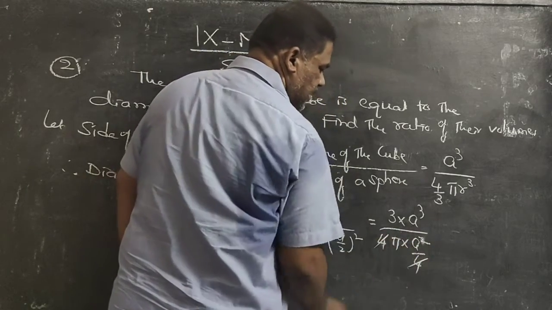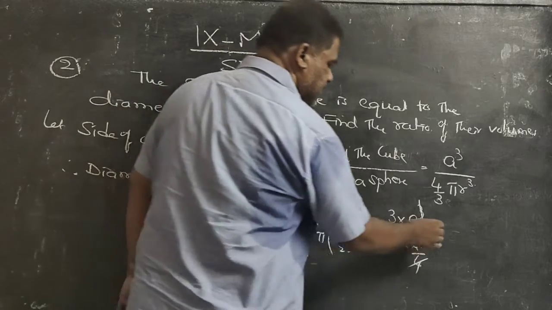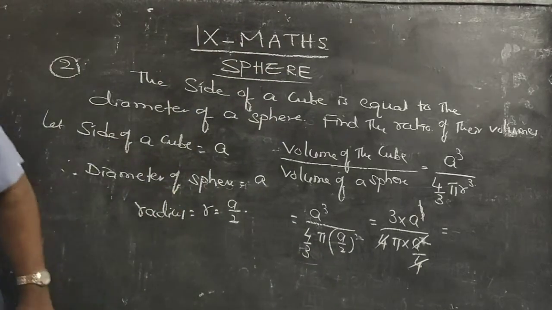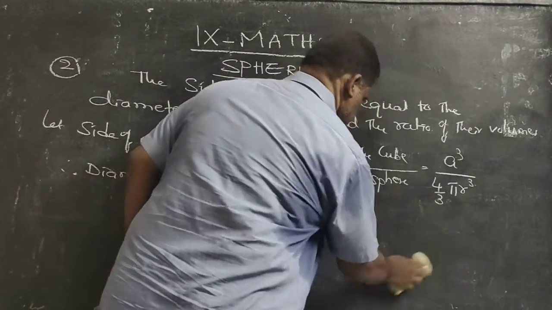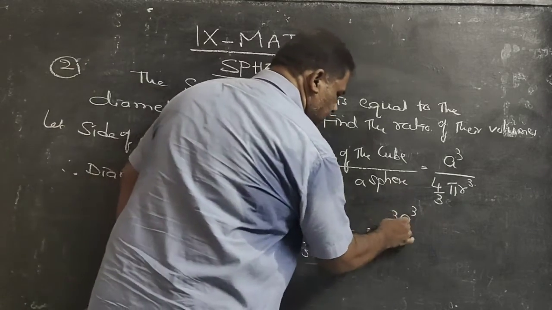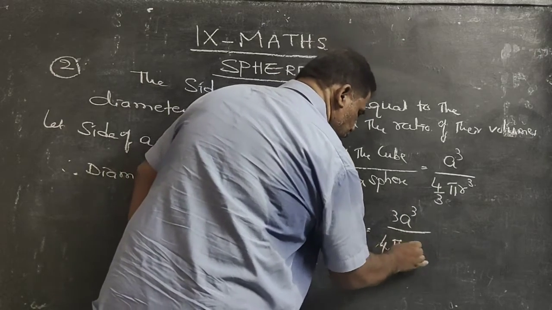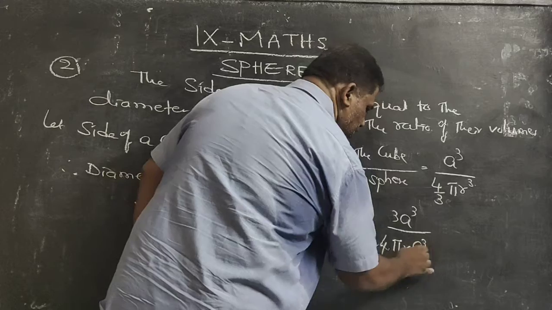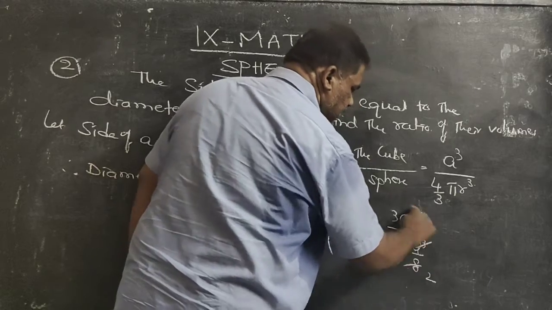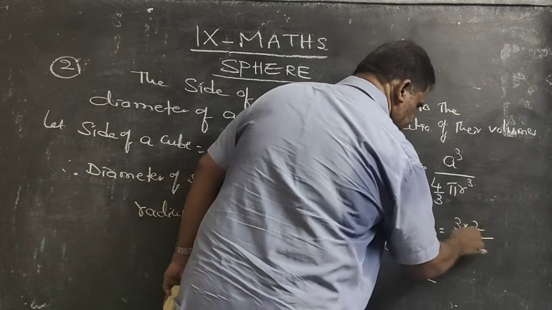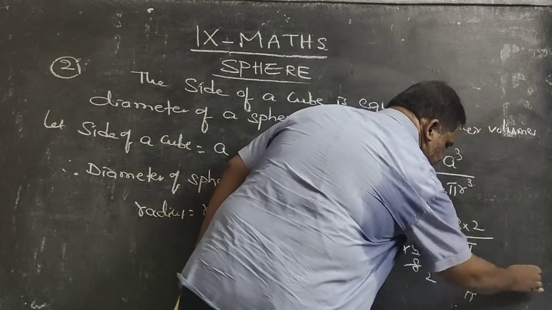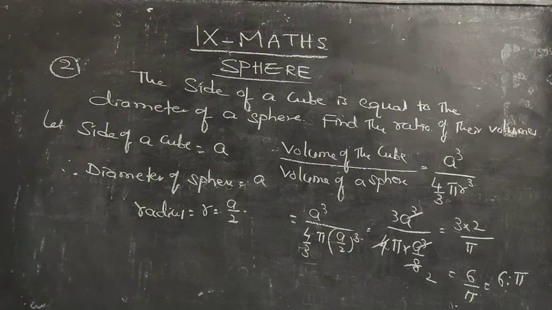It is a cube over 4 by 3 pi into a by 2 whole cube, which is a cube by 8. This 3 goes into the numerator: a cube by 4 by 3 pi into a cube by 8. 4 ones are 4, 4 twos are 8, and a cube cancels. This 2 comes into the numerator. 3 into 2 by pi, that is 6 by pi. So the ratio of their volumes is 6:pi.